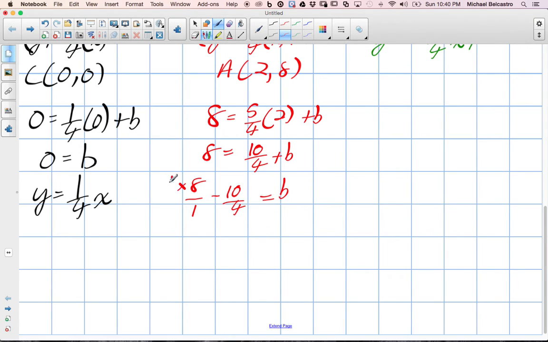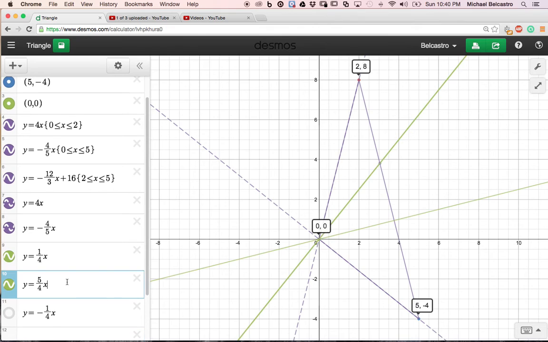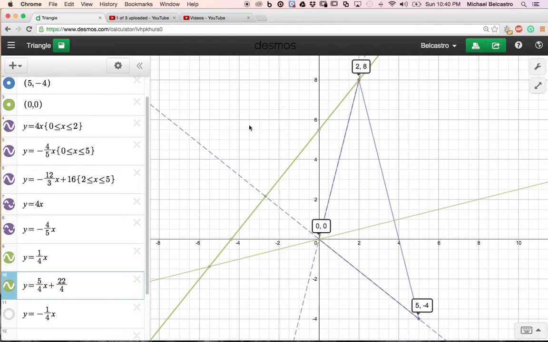We need common denominators in order to add and subtract, so we get 32 over 4 minus 10 over 4 is equal to b, which gives us 22 over 4 is equal to our b value. So I'm going to leave it as a fraction and type that in. Sorry, I should write it all out here: y is equal to 5 over 4 x plus 22 over 4. And look at that, it crosses our opposite points, so that's perfect. That worked out great. There's our next altitude.